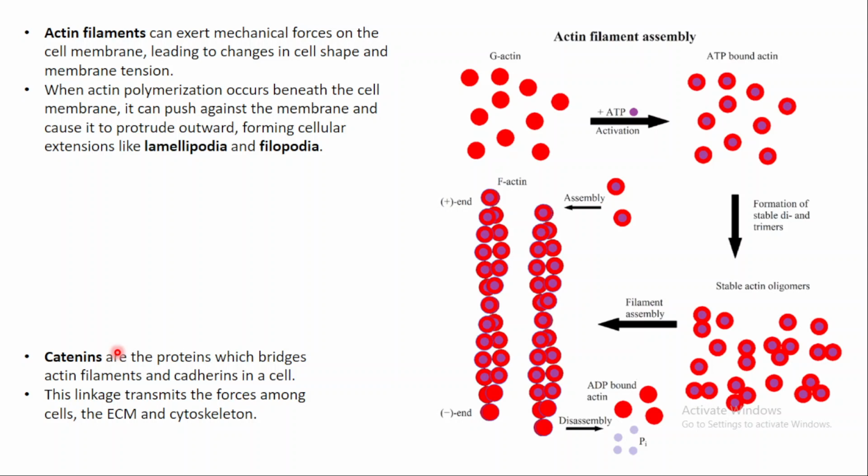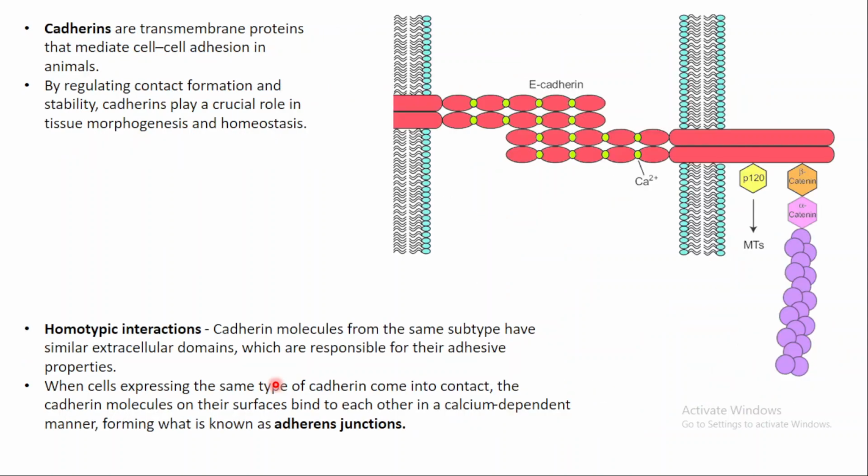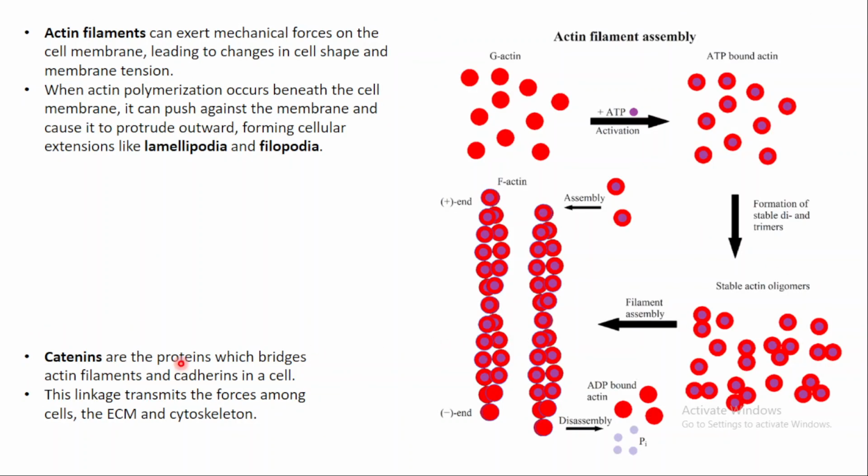Now we come to catenins. Catenins are the proteins which bridge actin filaments and cadherins in a cell. As we saw from the previous slide, these are the two catenins here, beta catenin and alpha catenin. They can link these cadherin adhesion forces to the internal cytoskeleton of actin filaments. This linkage transmits the force among the cells, the ECM and cytoskeleton. So this linkage is essential for transmitting the force.